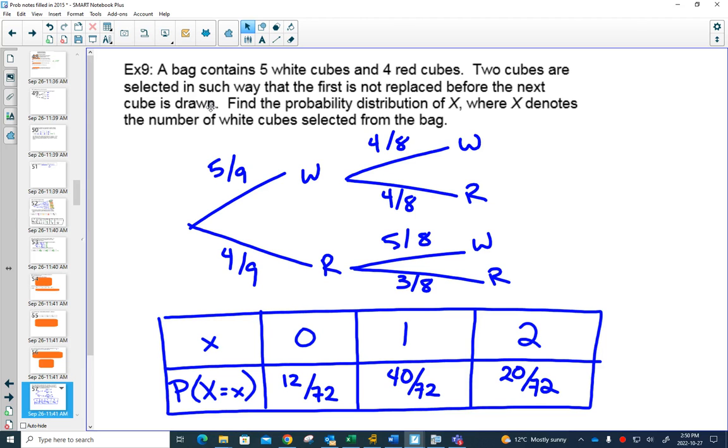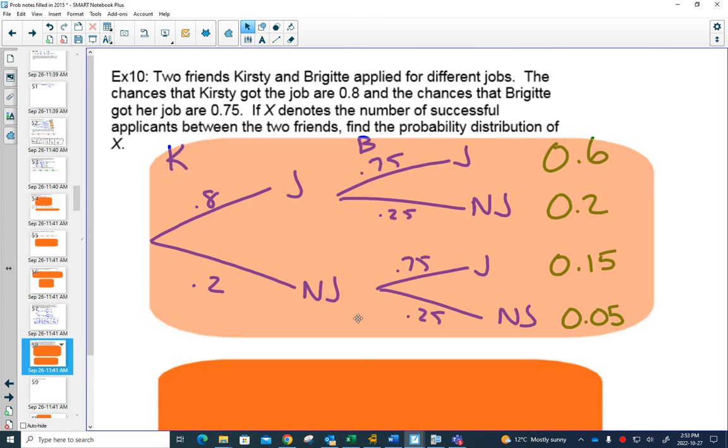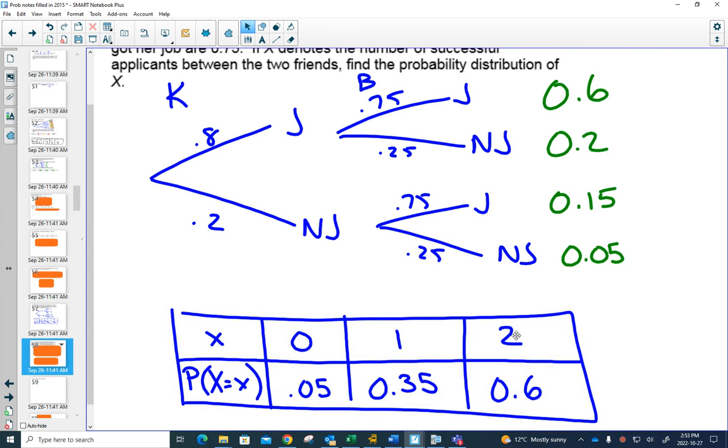I'll put up number 9. You can check if you're doing it right. All right, I'll put up the answer for number 10 as well.